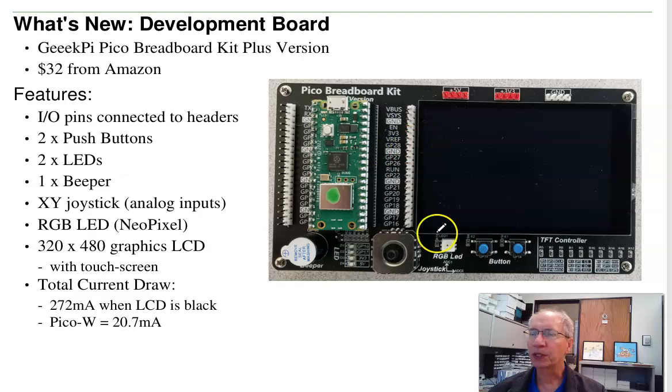With this, we're using a Raspberry Pi Pico breadboard kit from 52Pi. This includes a touchscreen, graphics screen, joystick, NeoPixel, 2 push buttons, buzzer, 2 LEDs, all for $32 on Amazon. Basically, this board came out in 2024. Looked at it, thought we need a course built around it, so built a course around it. That's Advanced Embedded.